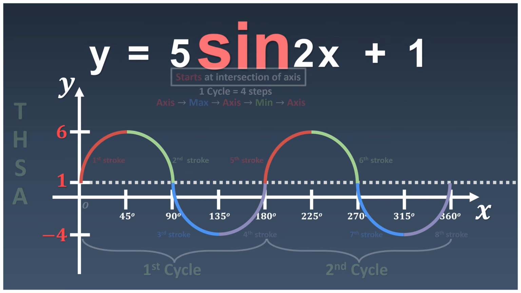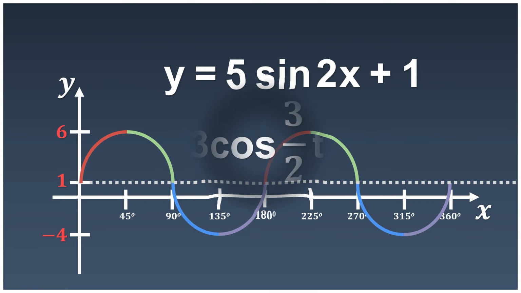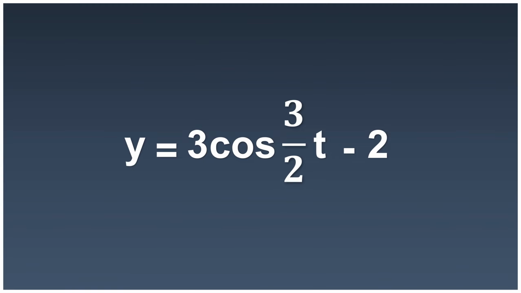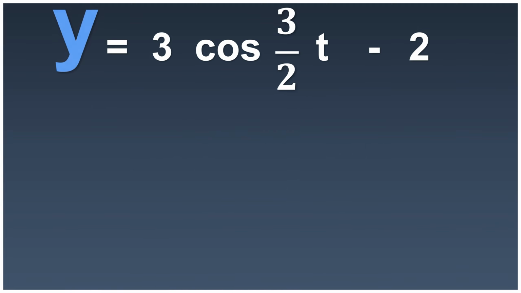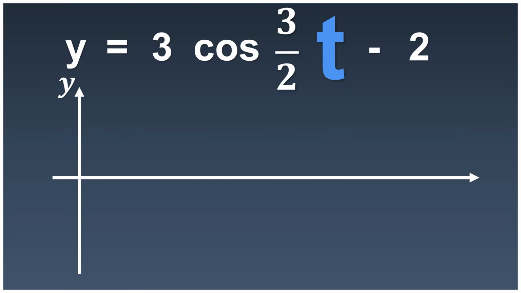So now we have done 5 sine 2x plus 1. Let's have another example: 3 cos (3/2)t minus 2. Like usual, we begin with the variable. They tell us what we should use for our y-axis, and the variable inside the trigonometric function will tell us what we should use for our x-axis.